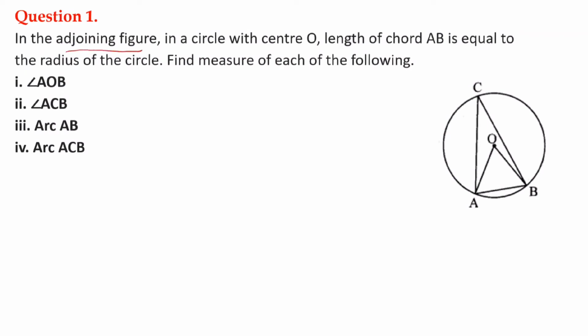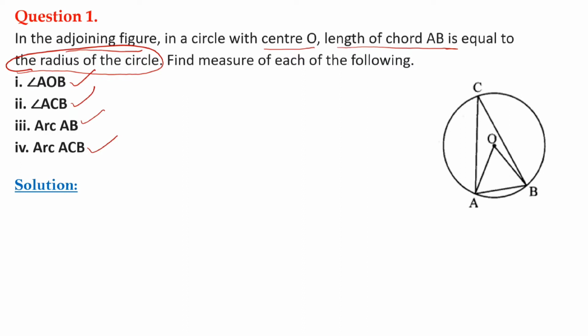In the adjoining figure, O is the center of the circle. Length of chord AB is equal to the radius of the circle. Find the measure of each of the following: angle AOB, angle ACB, arc AB and arc ACB. Now let's see the solution of this question.